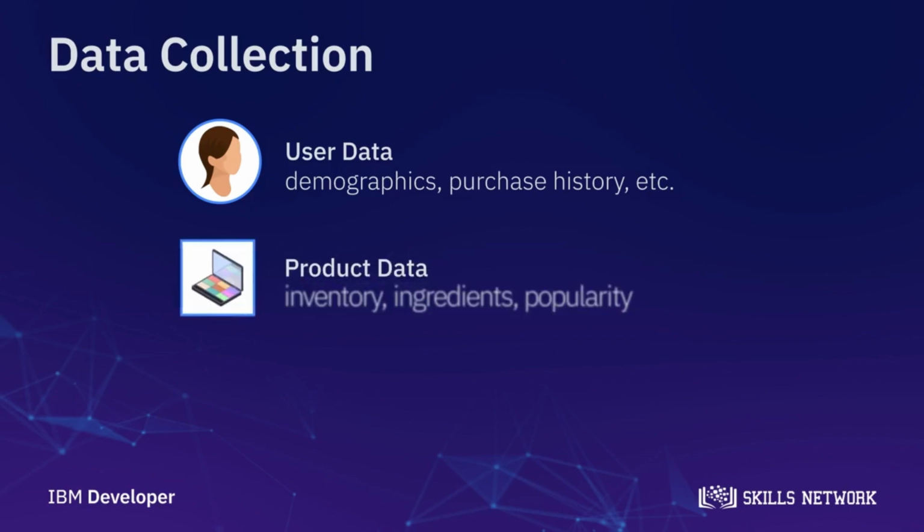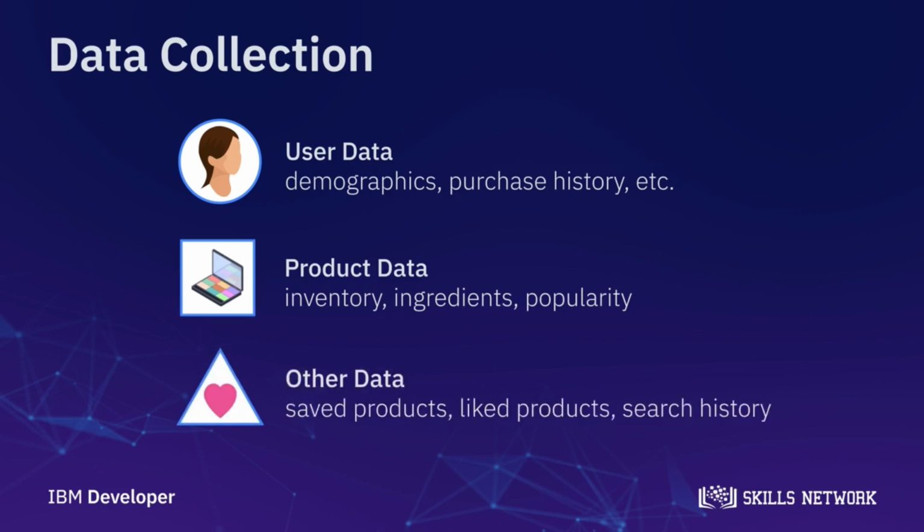I can also get the product data, that is, the inventory of products and what they do, their ingredients, how popular they are, their customer ratings, and so on. Further, I may look at other data that includes information such as users' saved products, liked products, search history, most visited products, and so on.